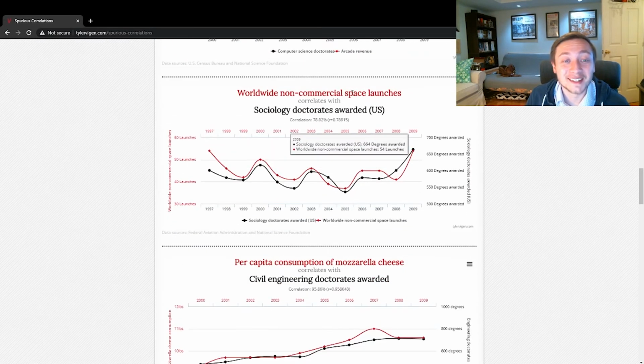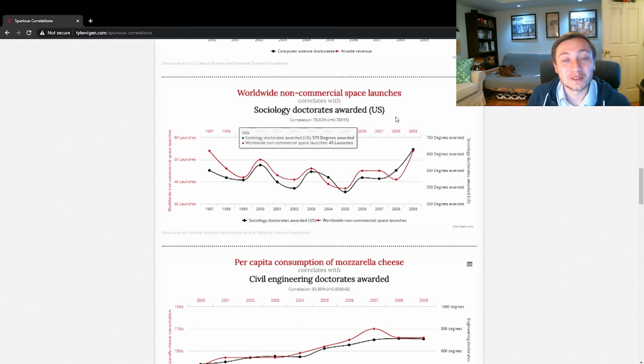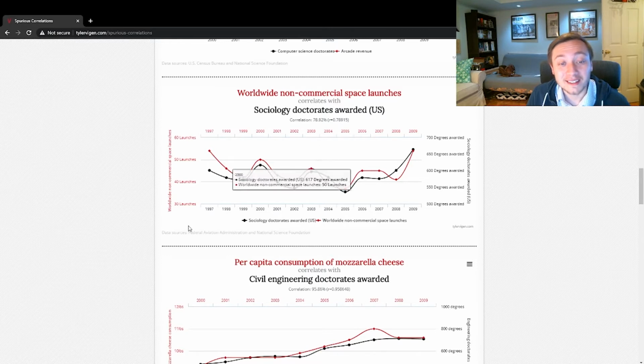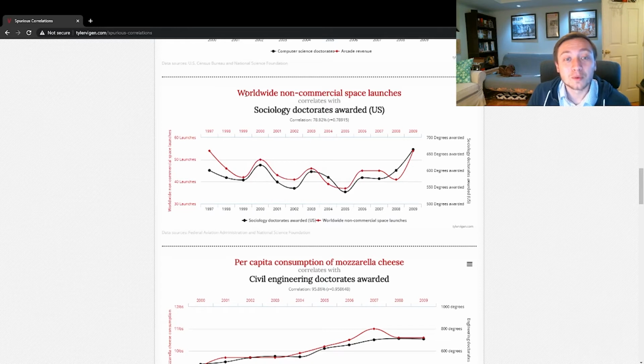And this is probably the kind of thing that has the most in line with one another of these various trends, right? So if we go down here to the number of sociology doctorates awarded, again, this is a pretty strong correlation, 78.9% of variance explained. There's some kind of relationship here, apparently, between how many people get sociology doctorates and worldwide non-commercial space launches. And so, I don't know, maybe these NASA folks decide every year that sociology doctorates get awarded, that we need to explore space a little more.